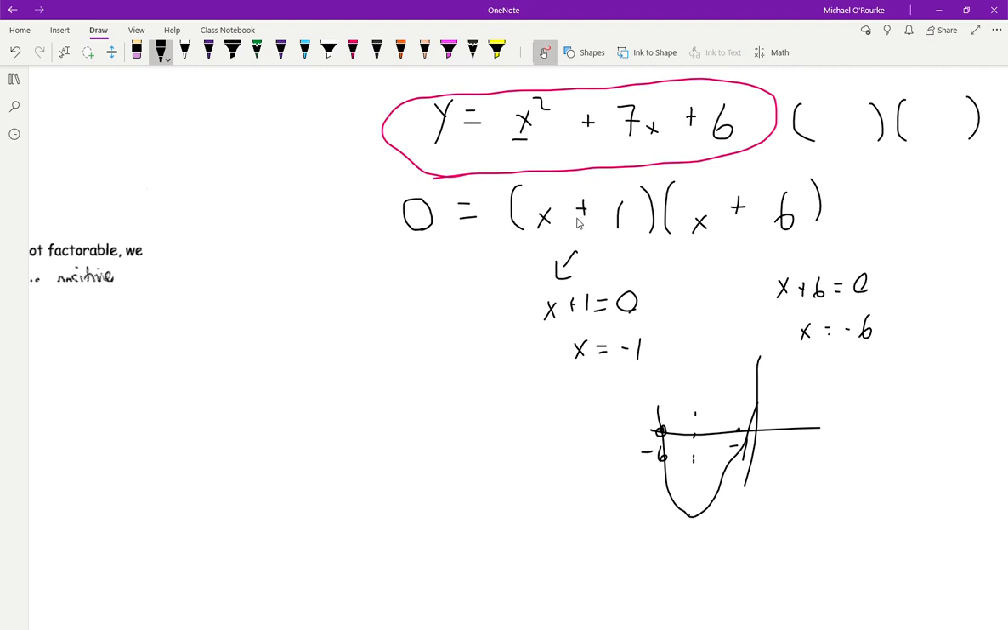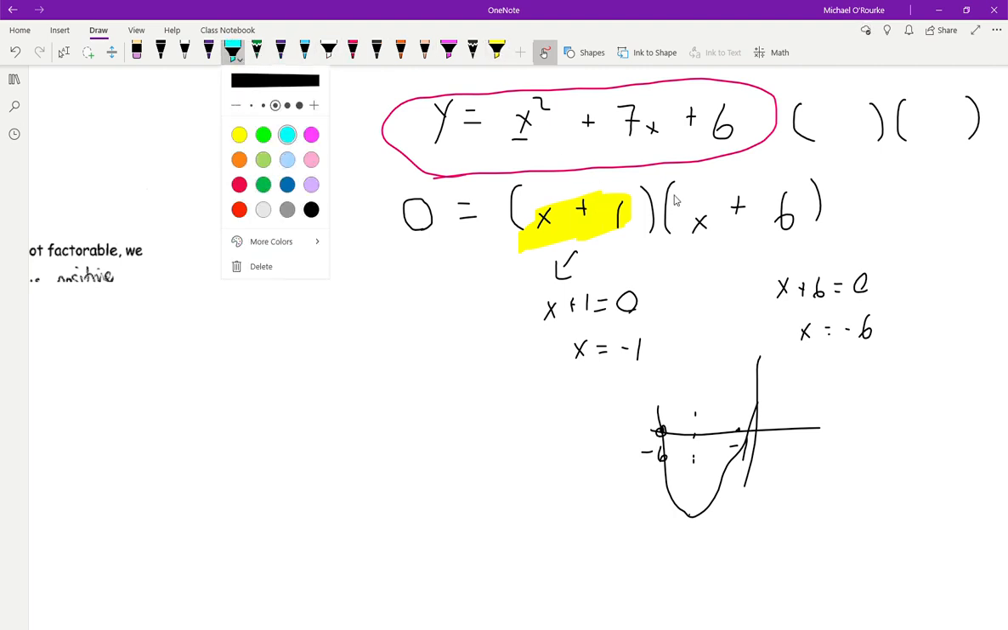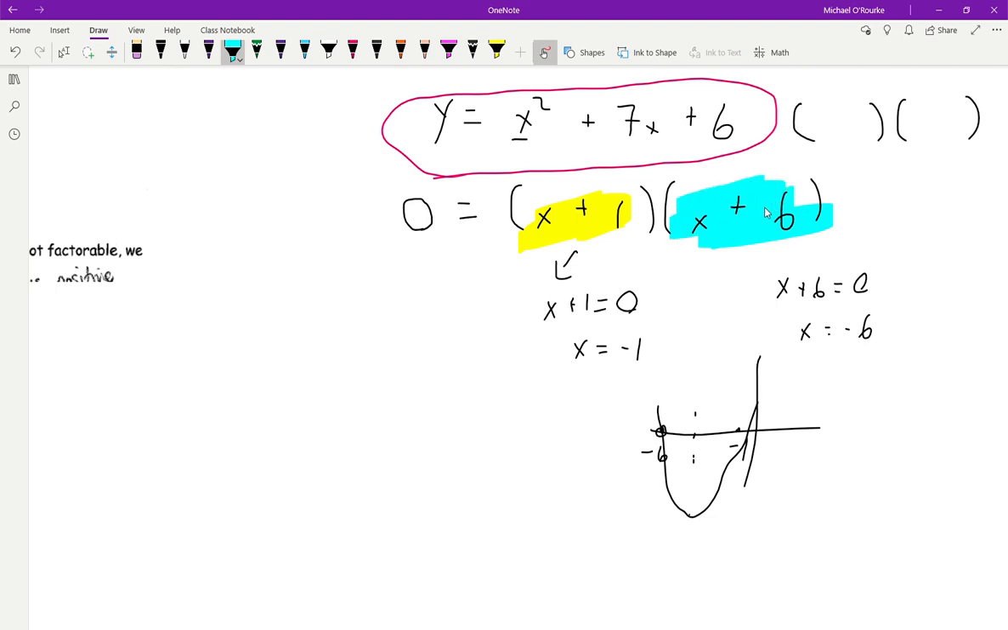So in order to do that, either this part here has to equal 0, or this part here has to equal 0. So what we do is we make them equal 0. X plus 1 equals 0. We move it over, x equals negative 1. X plus 6 equals 0. We move this over, x equals negative 6. Therefore, we know this parabola crosses at negative 6 and negative 1. Does that make sense at all?